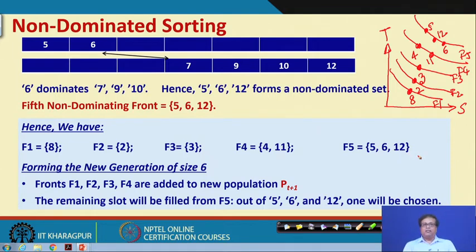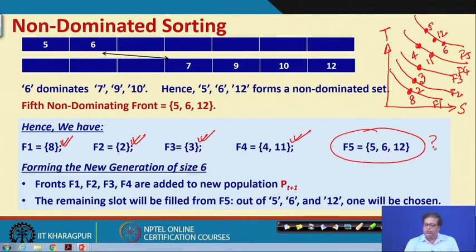How many should be chosen? 6. Now, obviously the first thing to choose is rank, the rank should be best. So, for rank, the 8 has got the first priority, 2 is the second priority, 3 is the third priority, then 4 and 11 have the fourth priority. So, that makes 5. We need one more. Question is, between 5, 6 and 12, which one should we choose? That is the question, which one? They will form the new population.